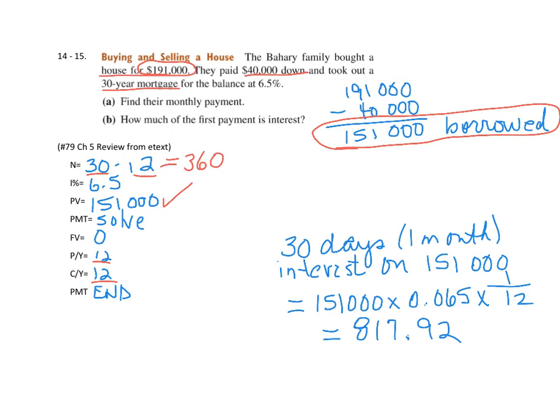And they borrowed $151,000, which is your present value. Future value is going to be 0 because we want the house paid off, and we're going to solve to get their payment. So the amount of their monthly payment is $954.42.